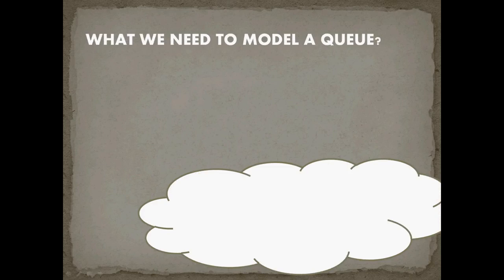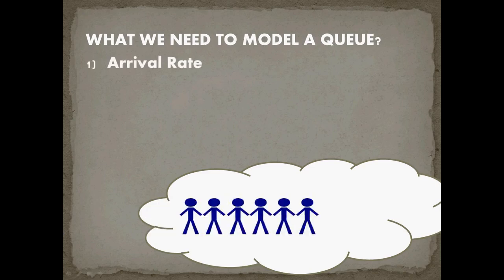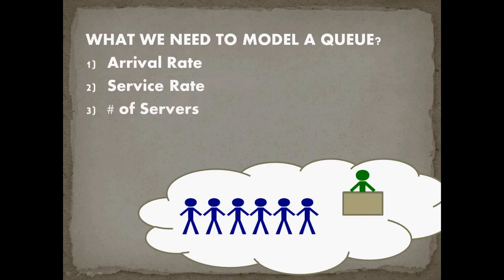What do we need to model a queue? We can see the benefits of doing it. The first thing we need is the arrival rate. So how fast are my customers going to show up? The second thing we need is our service rate, which is how fast can my server handle the customers? Our third thing is the number of servers. So do I have 1, 2, 3, or 4? Because all of them will provide service to my arrivals.